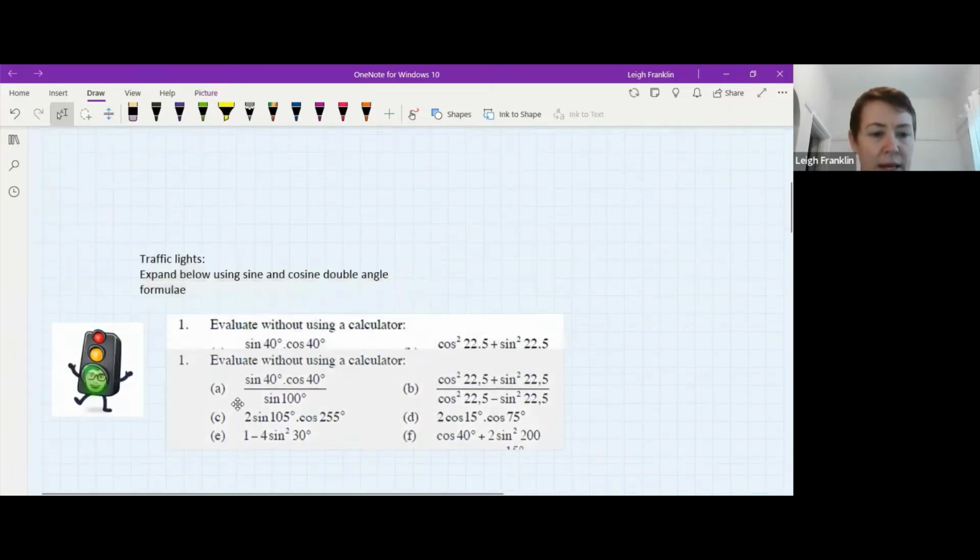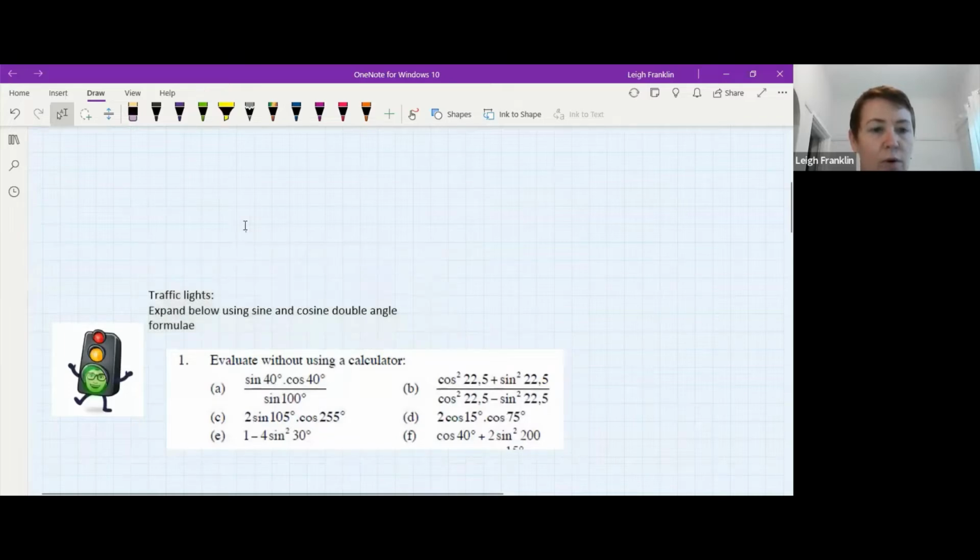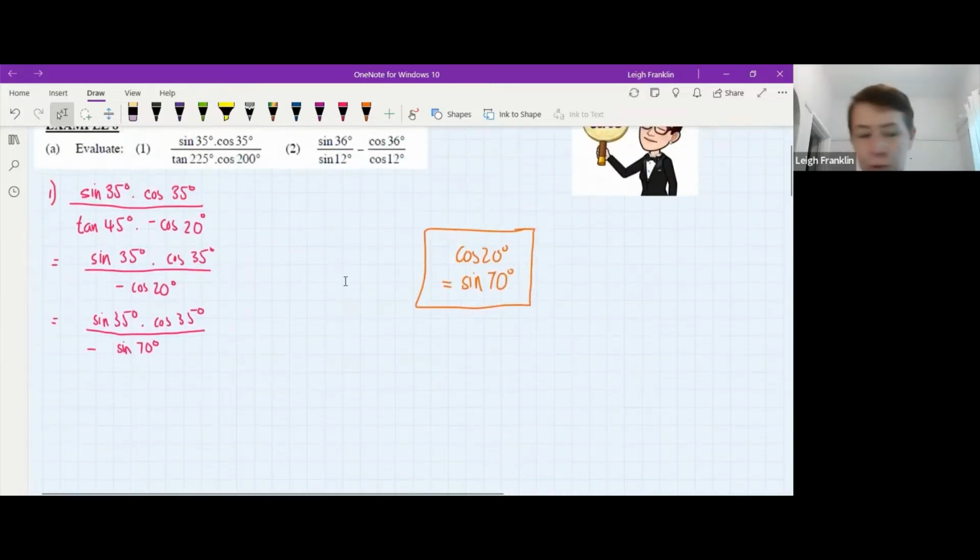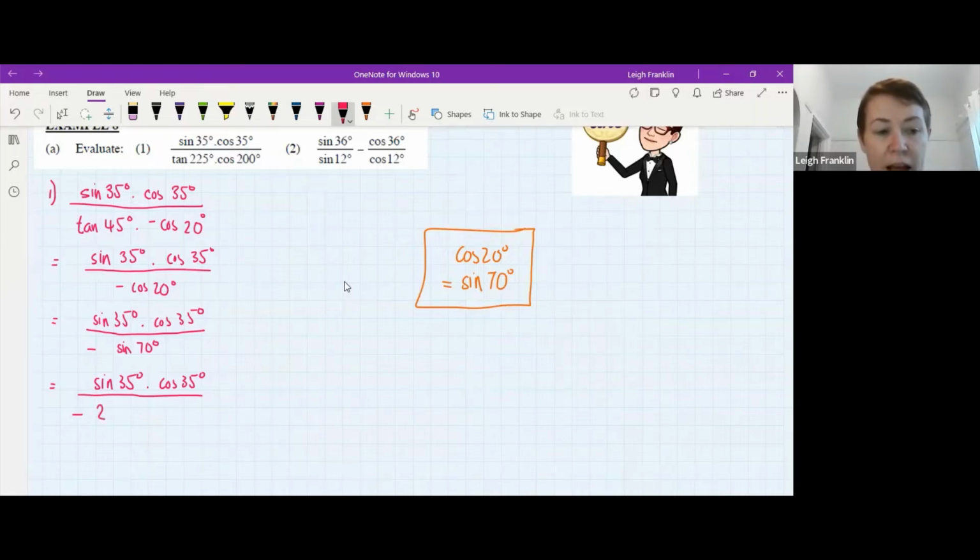And now we know that 70 is double 35, isn't it? So sine 70 is a double angle, all right? So that can be written as, I'm just writing the numerator again, sine 35 cos 35 over negative, and then hopefully this makes sense to you that I can write it as 2 sine 35 cos 35. Okay, because this is a double angle.